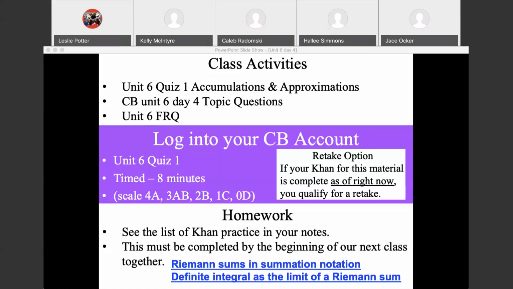Since it starts at 1, so it starts at 0.